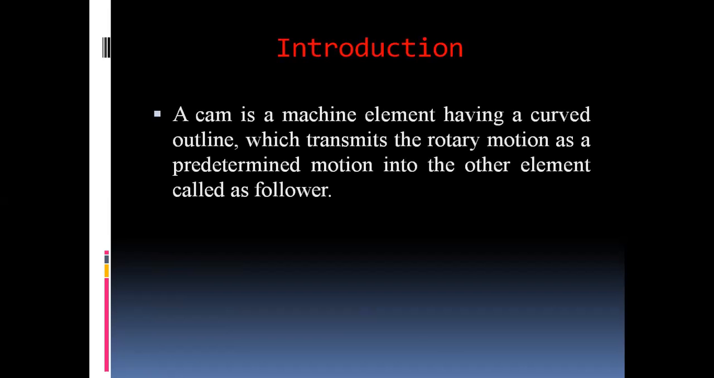So, let us start with the introduction of cam. What do you mean by cam? A cam is a machine element having a curved outline which transmits the rotary motion as a predetermined motion into the other element called the follower.